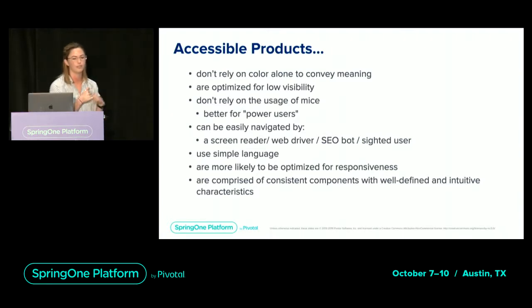Accessible products also use simple language. They are more likely to be optimized for responsiveness, and they are comprised of consistent components with well-defined and more intuitive characteristics. So like a button is a button is a button.